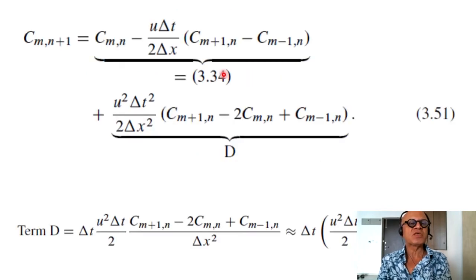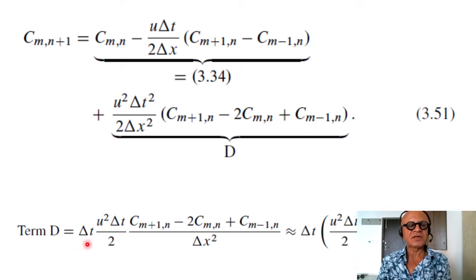So we end up with an expression like this: c(m, n+1) is c(m, n) minus u Δt over 2Δx, and the centered in space, which is our original Euler forward. And then the Lax term is modified to u squared Δt squared over 2Δx squared times c(m+1, n) minus 2c(m, n) plus c(m-1, n). So obviously we have again a diffusion term.